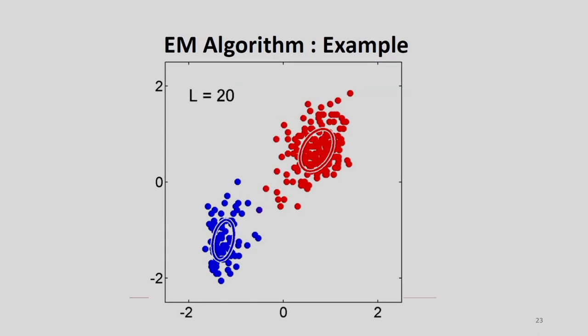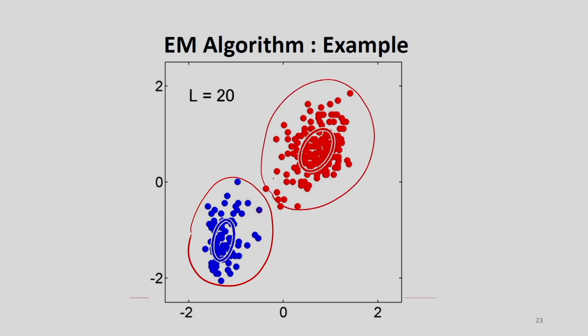And after the 28th iteration, you can see the final position of these two Gaussians. So this blue Gaussian can approximate all these data points, that is, this data distribution, and the red Gaussian can approximate all these data points. So that means by considering these two Gaussians, I can approximate this entire data distribution.